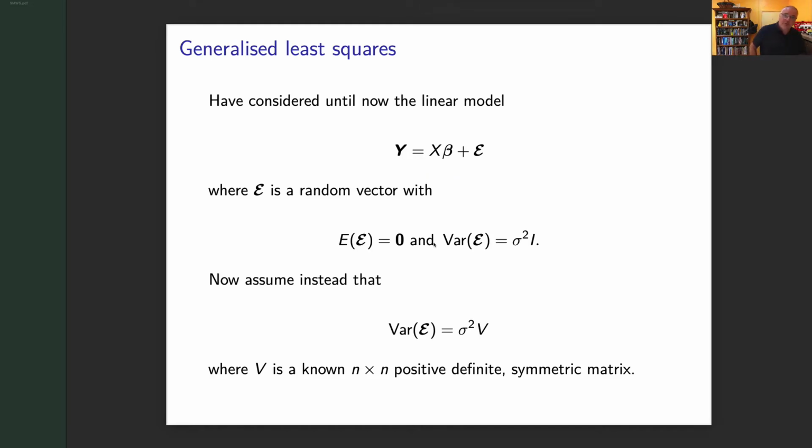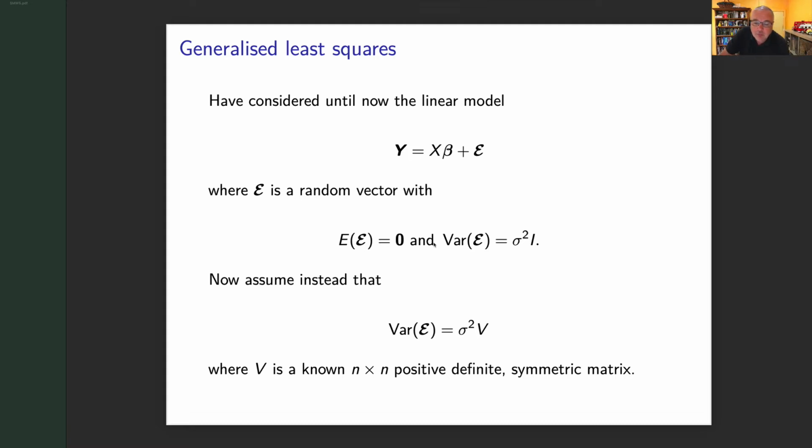So let's set up our model. We've got a model y equals x beta plus epsilon, and epsilon is a random variable. We're going to assume that the expected value of this is 0 and the variance is sigma squared I. So basically you have no covariance between the residuals and all the variance is on the diagonal and it's all the same variance. And what we're going to do is change that.